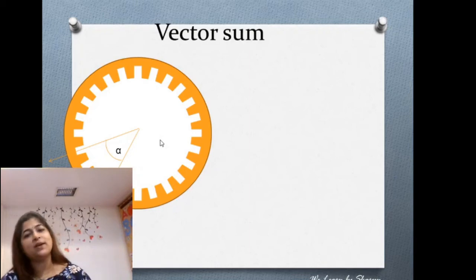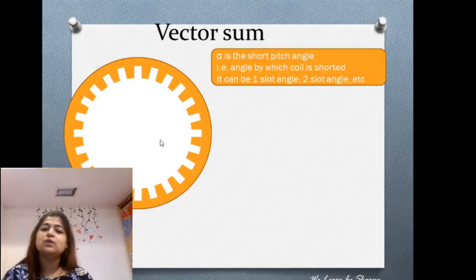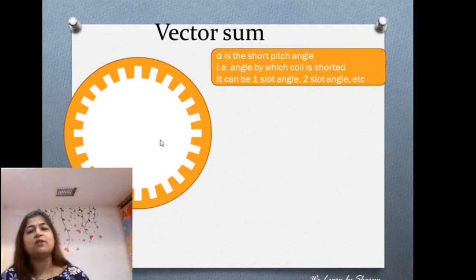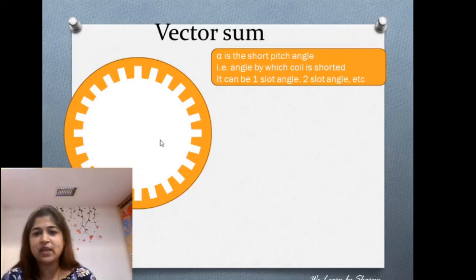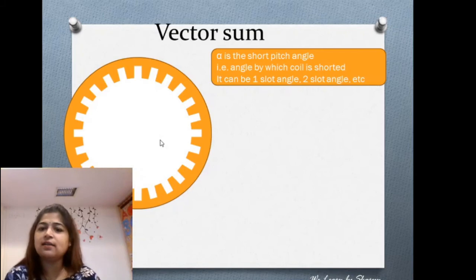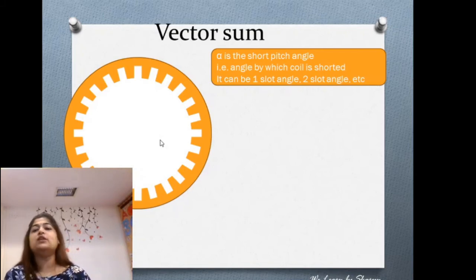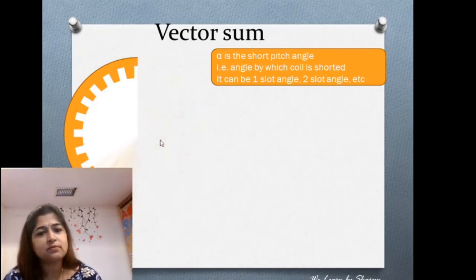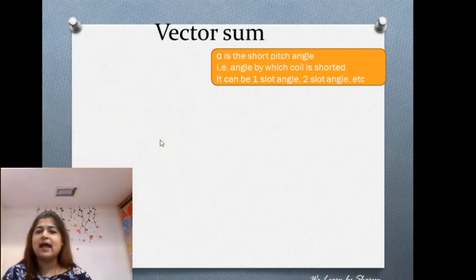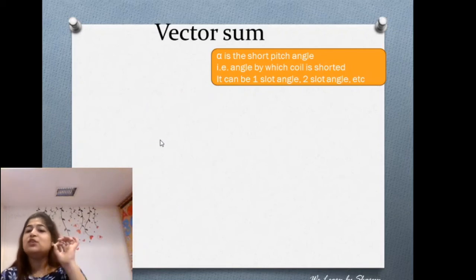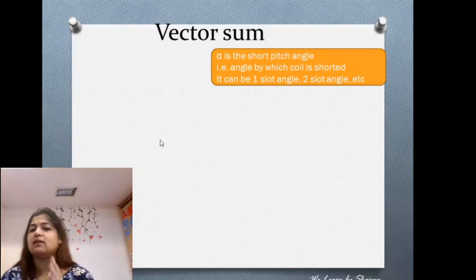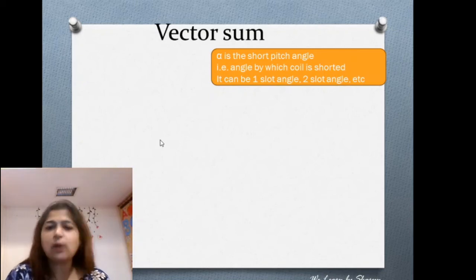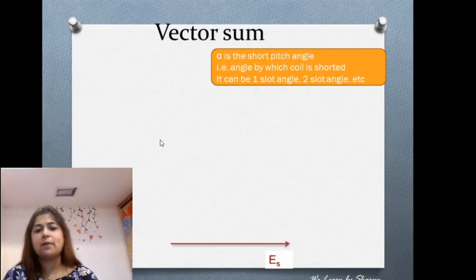It can be one slot, two slots, three slots, or any number of slots, which will be given according to the given data. So alpha is the short pitch angle, that is the angle by which the coil is shorted. It can be one slot angle, two slot angle, etc. Clear? So once we understand that, we know that alpha is the general angle by which the coil is shorted. Now let's see the phasor part of it.